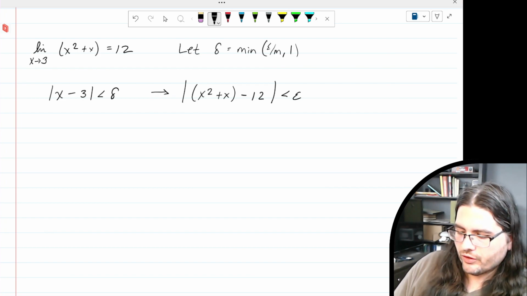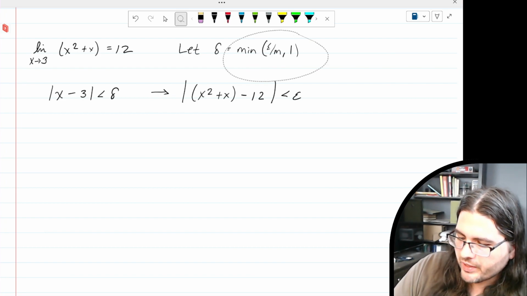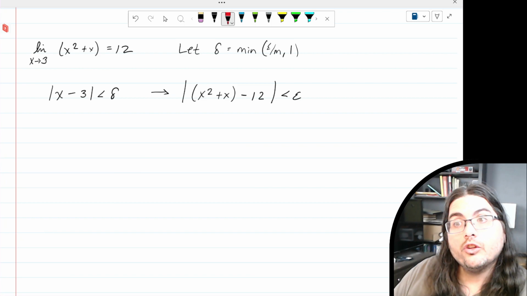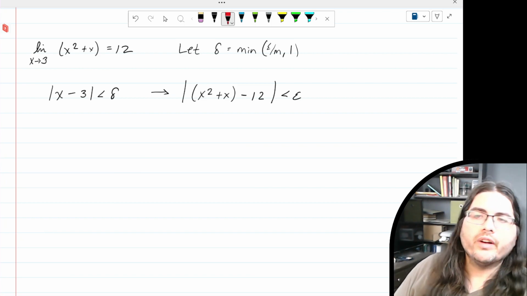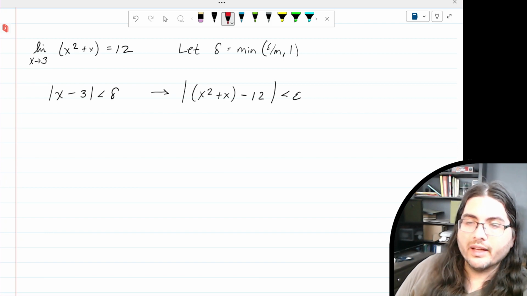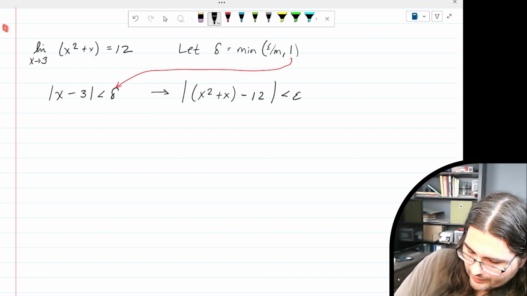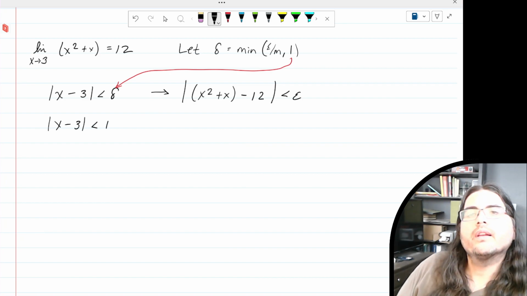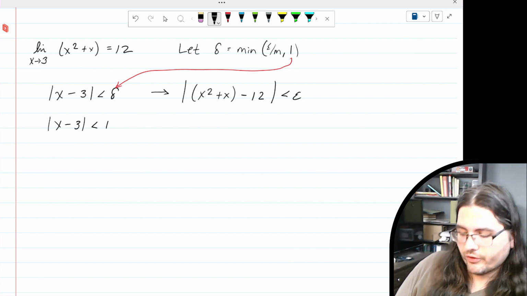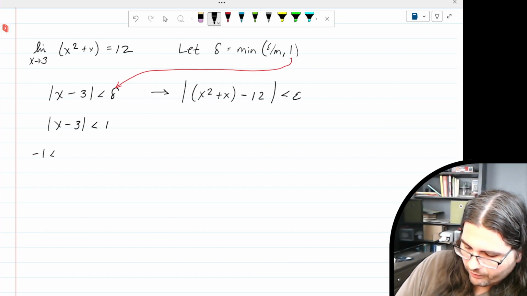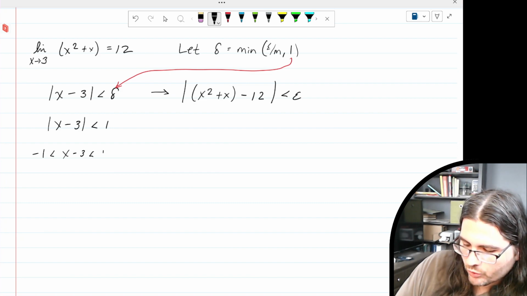So let's take advantage of my assumption of this minimum form here. I know it seems a little bit weird that I have this minimum form, and I'm going to use it in two different ways. First, if I assume that delta is less than 1, and I'm using the first assumption here, then I can use that in the left side. If I assume that delta is less than 1, then that means the absolute value of x minus 3 is less than 1. So I'll set that out to be between 1 and negative 1.